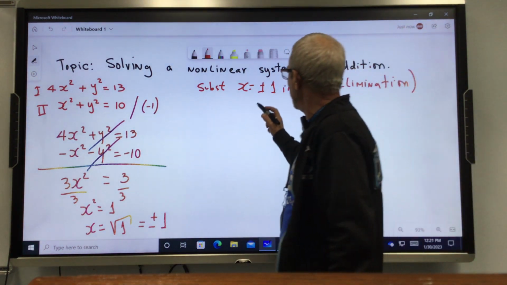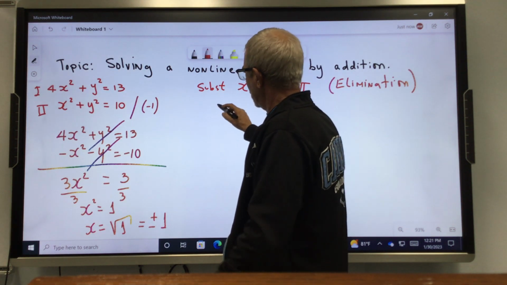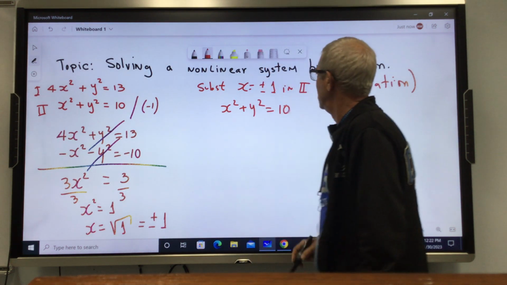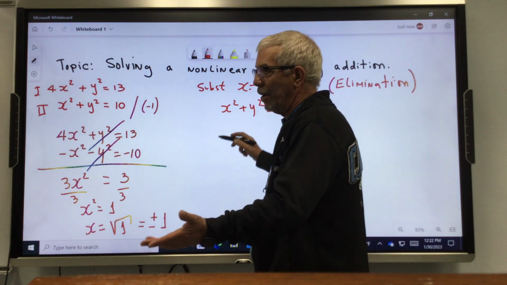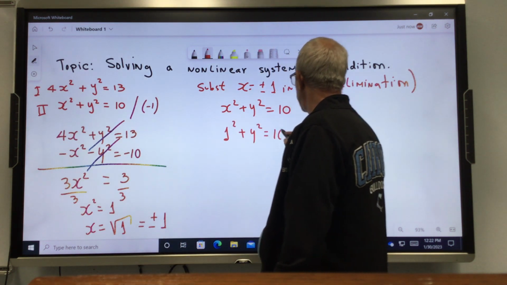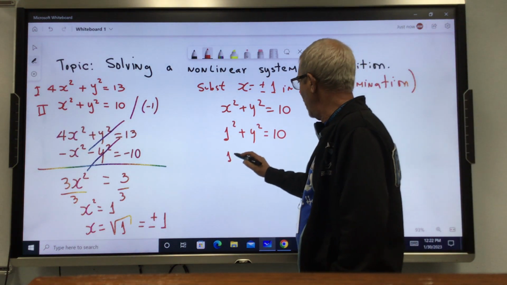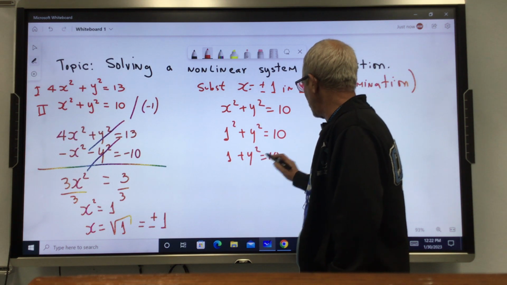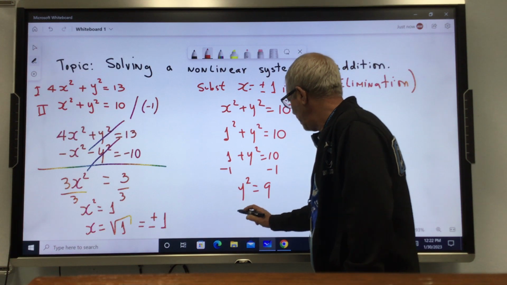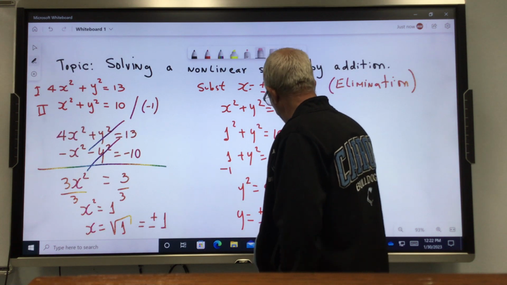All right? Then, x squared plus y squared equal 10. Then x is equal 1 or -1, you take any one of them. 1 squared plus y squared equal 10. 1 squared is 1 plus y squared equal 10, subtracting 1 from both sides. Then y squared is 9. And y is what? Positive and -3, remember that.